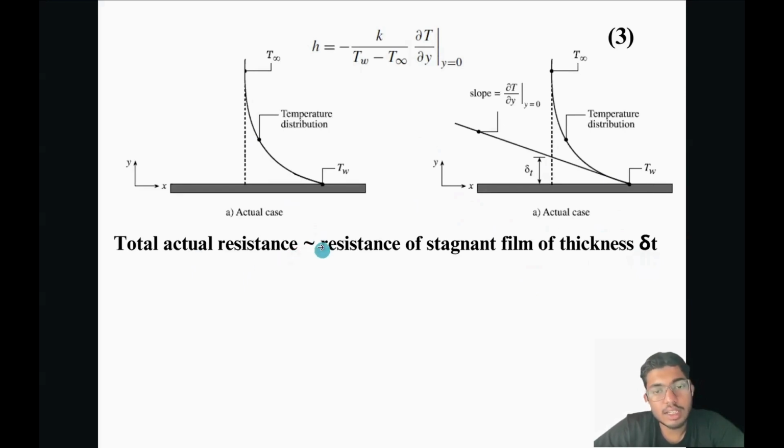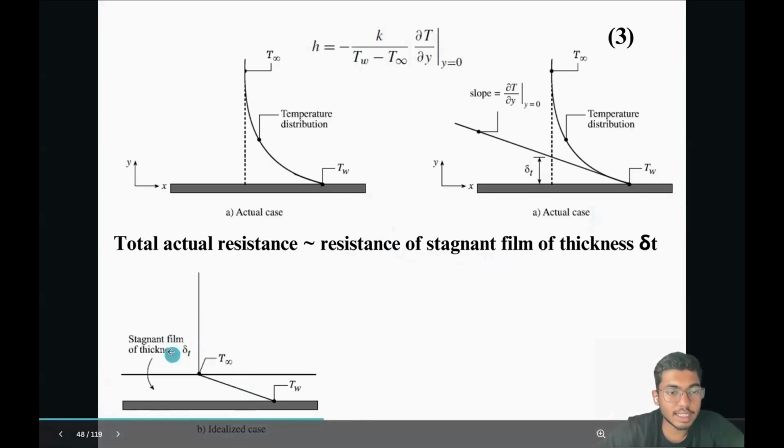Total actual resistance is equivalent to the resistance of the stagnant film of thickness delta T. So we are assuming that at the interface there is a stagnant film of thickness delta T that has some resistance. That resistance is equal to the total actual resistance. We have derived this from the film theory. In film theory, we have studied three film theories. In stagnant film theory, we have learned that there is a stagnant film, and it has a resistance. This gives us the physical significance.